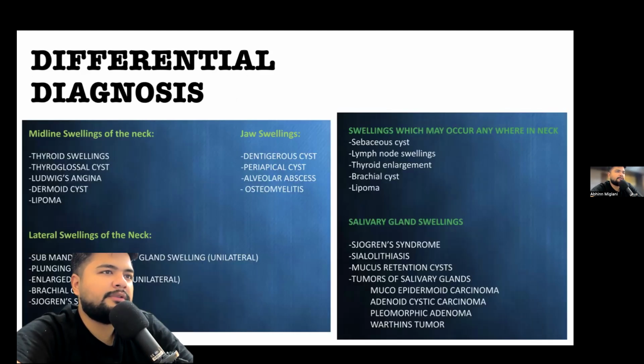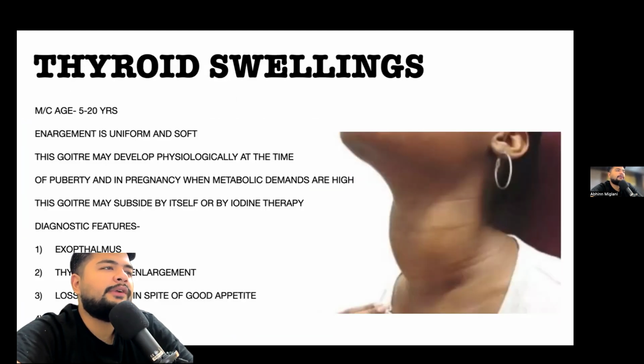So differential diagnosis. Here is a list we can note down: the midline swellings of the neck, jaw swellings, lateral swellings of the neck, salivary gland swellings. So coming to the thyroid swellings, the most common age that these occur is seen to be 5 to 20 years, and the enlargement is uniform and soft. This goiter may develop physiologically at the time of puberty and in pregnancy when metabolic demands are high, and the goiter may subside by itself or by iodine therapy.